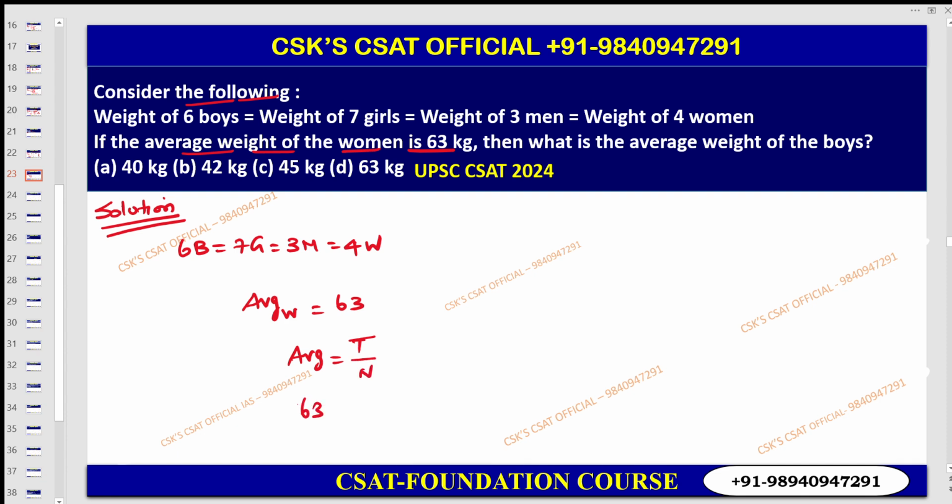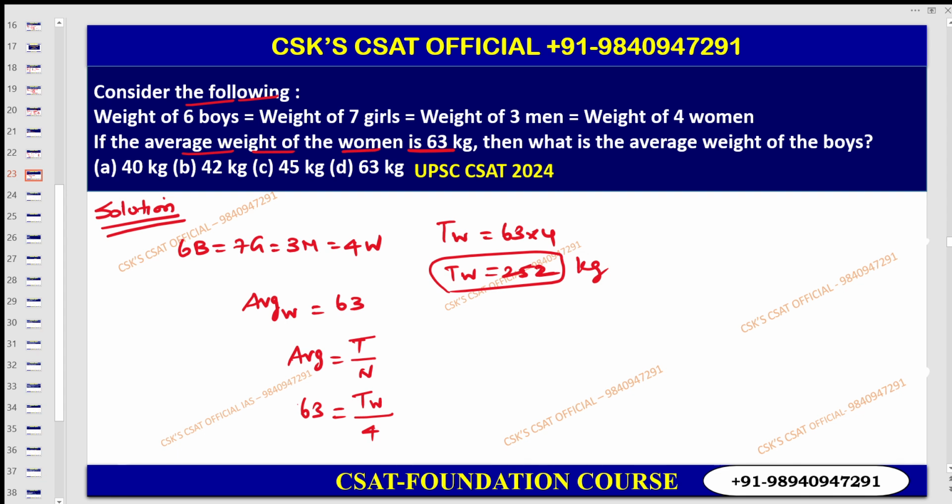So the average provided is 63. The total with respect to the woman, by how many women are there? 4 women are there. So the total with respect to the woman is equal to 63 into 4. So 63 into 4 is nothing but, sorry, 252, right? 252. This is woman. Their weights are equal here. Now 4 women's weight here is 252.